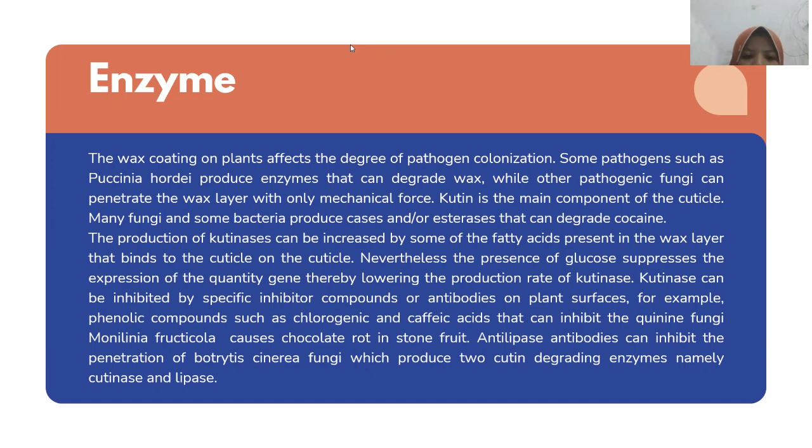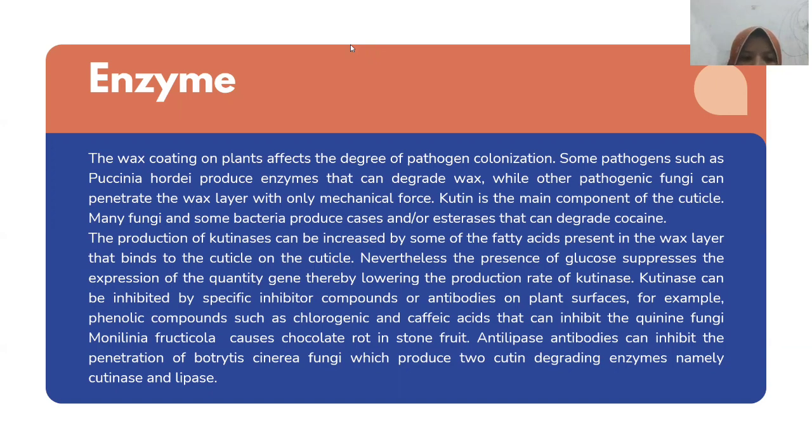cutinases can be increased by some of the fatty acids present in the wax layer that binds to the cuticle. Nevertheless, the presence of glucose suppresses the expression of the cutinase gene, lowering the production rate of cutinase. Cutinase can be inhibited by specific inhibitor compounds or antibodies on the plant surface.